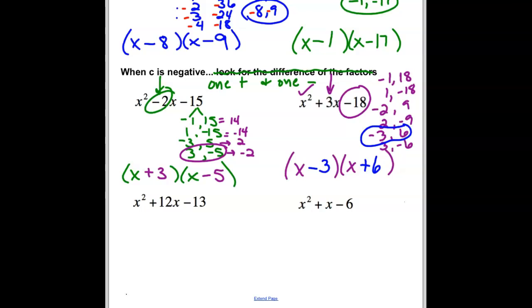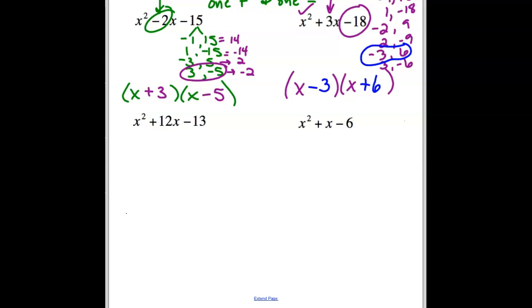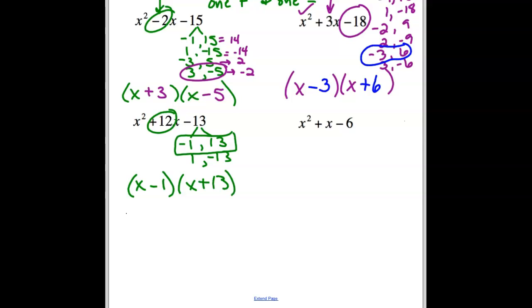All right, let's try one more, and then I'll give you time to try the last one here. To get a negative 13, we could have negative 1 and positive 13, or positive 1 and negative 13. We're trying to have it add up to a positive 12, so this top option is what we need. So we're going to have an x minus a 1 and an x plus a 13. Again, it doesn't matter which order. We could have just as easily written it like this. Either one is fine. All right, go ahead and pause the video again and try this next one.